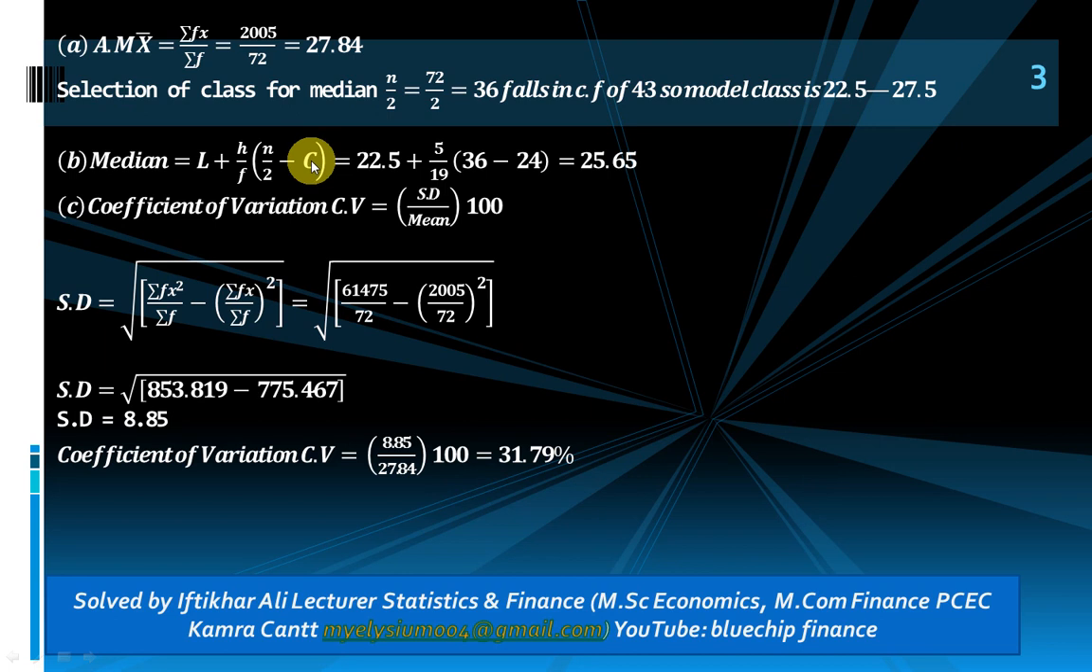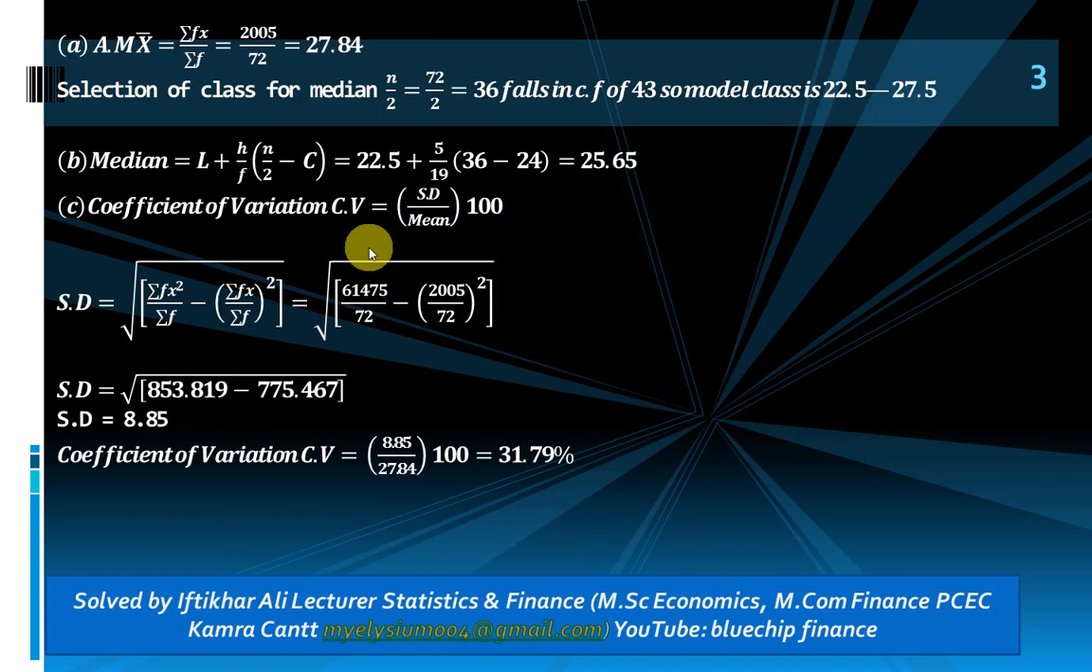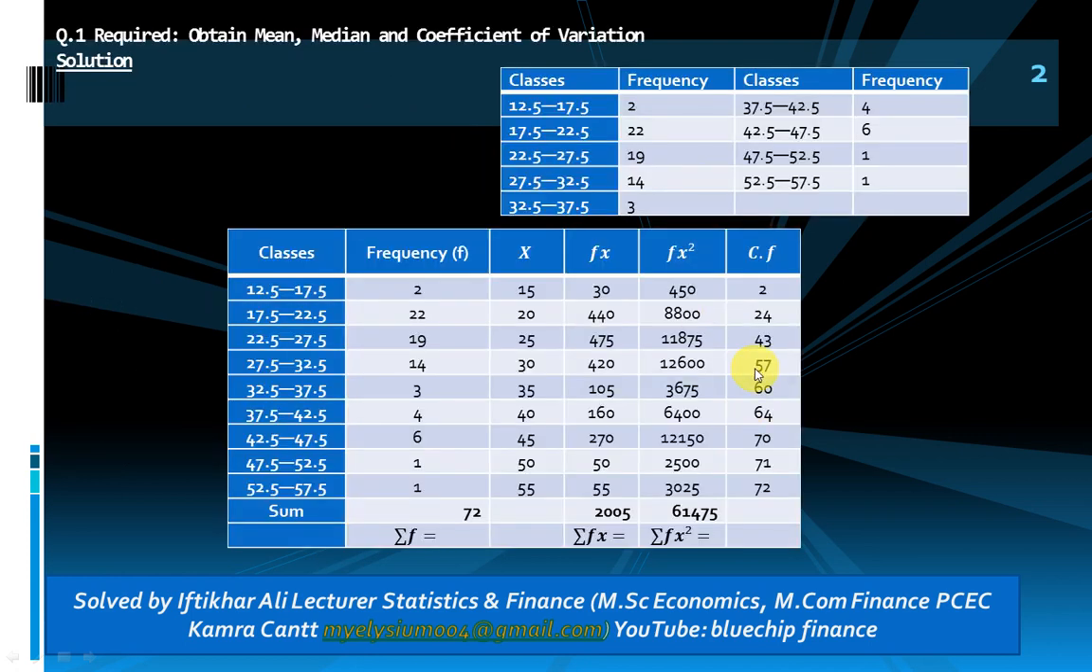After that we go to the calculation of the median. But for the median, first of all we should select the median class. How can we select it? Just calculate n by 2. N is equal to the sum of f, so n by 2 will be 36. So 36 falls in the cumulative frequency of 43. So that will be your median class.